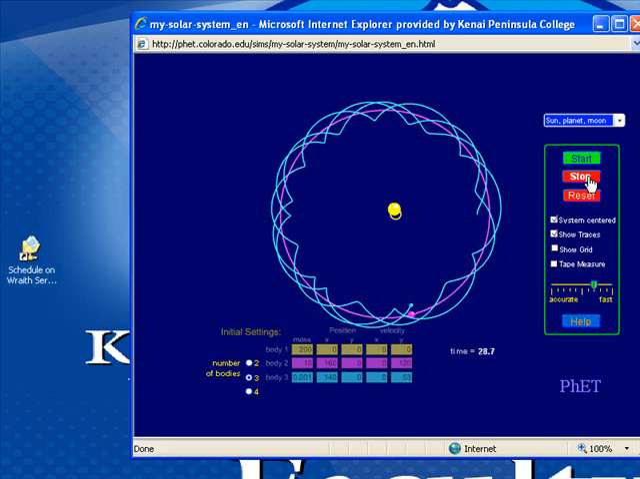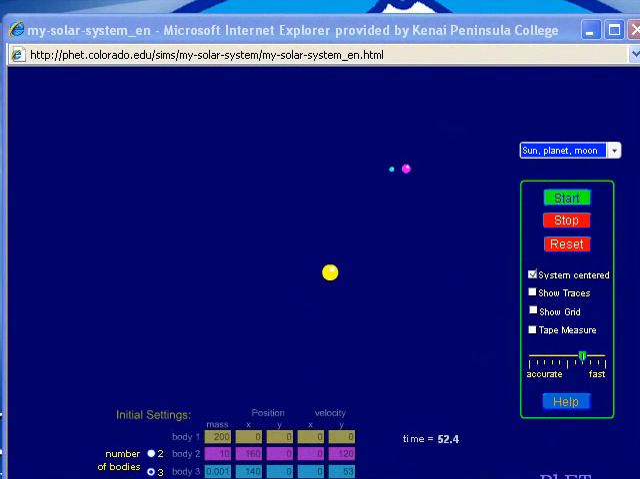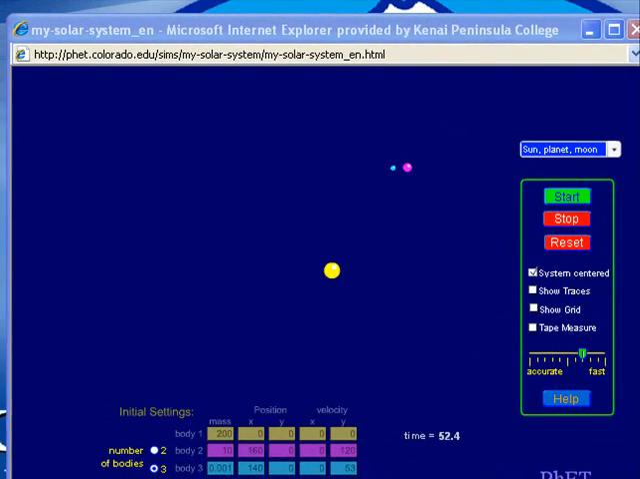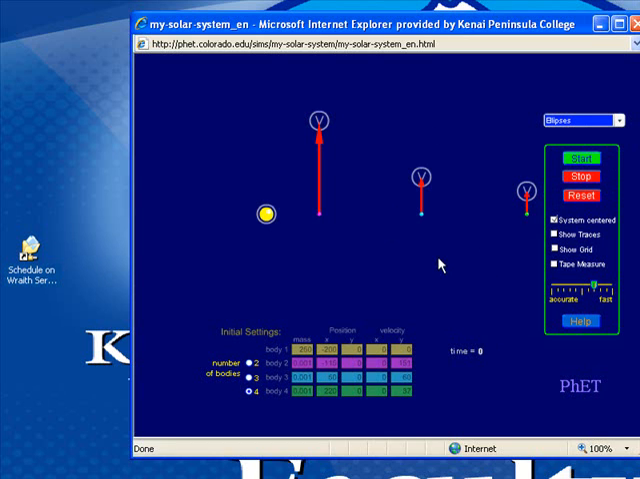Now turn off the show traces. So I'm going to do that. What kind of shape does the moon's orbit around Earth have? Well, looks like either a circle or an ellipse. Okay, I'm going to do one more example, which is the one with the ellipses, second to the last one.